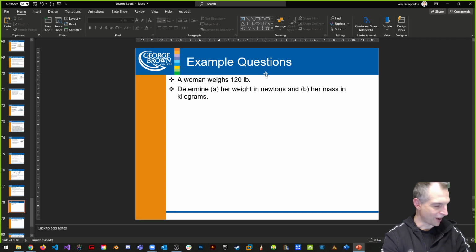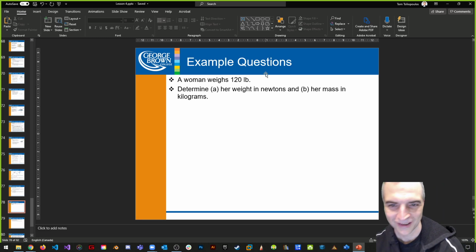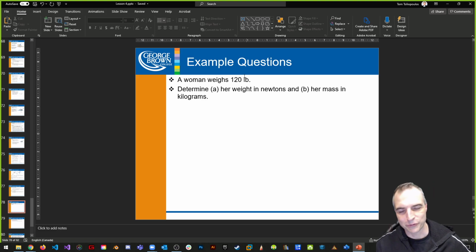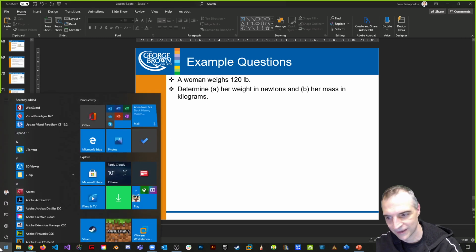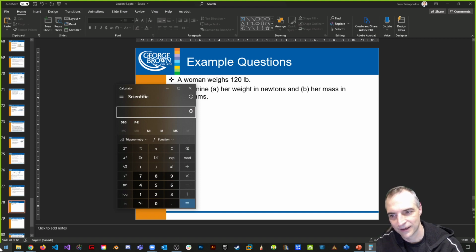Quarter pounders? Yeah, we can look at quarter pounders for sure. So 1 newton is a quarter pound. So if I divide this or multiply this by 2.25, let's try that and see if that makes any sense. I'll bring up my calculator and say it's approximately 0.25 pounds per newton, and if I multiply that by 120, we're looking at 30 newtons is what we're estimating.